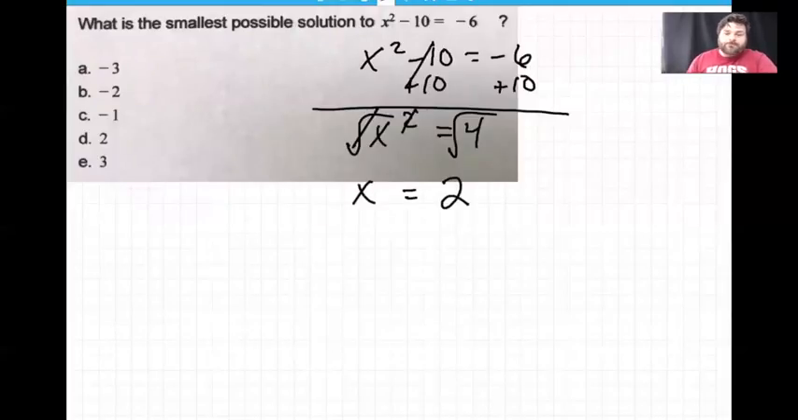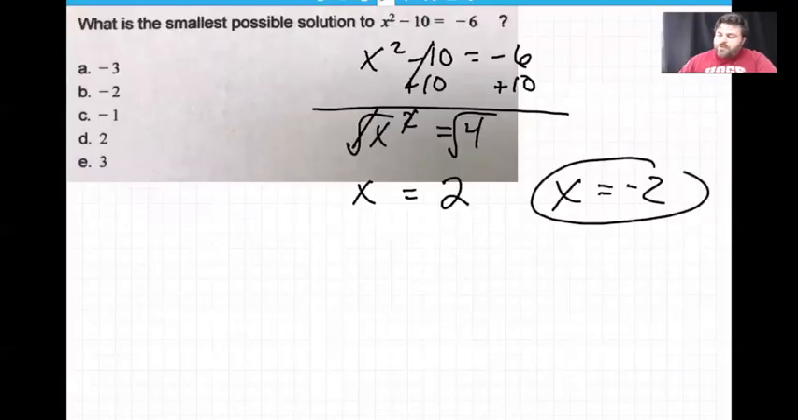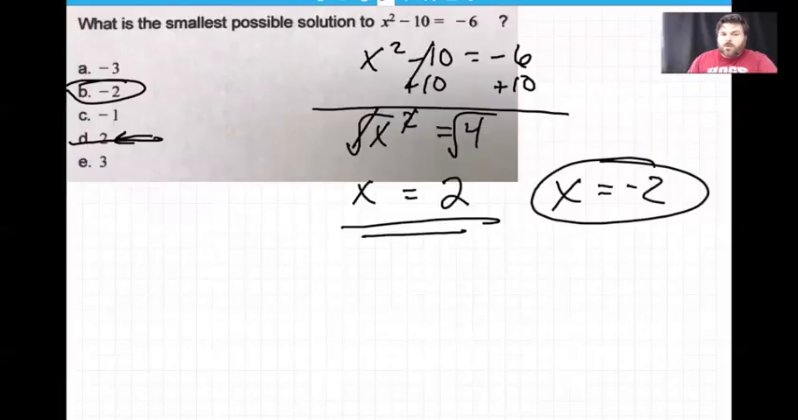Here's the only problem. There's two solutions here because the square root of 4 is 2 and it's negative 2. If you didn't remember that, this problem would trip you up because you would answer 2 right here, D, but it would be wrong because you've got to have the negative version as well. So you do get negative 2 as your solution. Okay.